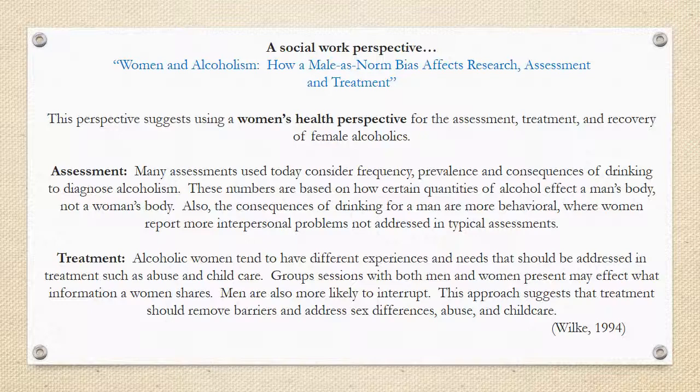Group sessions with both men and women present may affect what information a woman is willing to share. The article also suggested that men are more likely to interrupt in these types of group meetings. So this approach suggests that treatment should remove these types of barriers and address sex differences, abuse, and most importantly, child care for those women that have children.